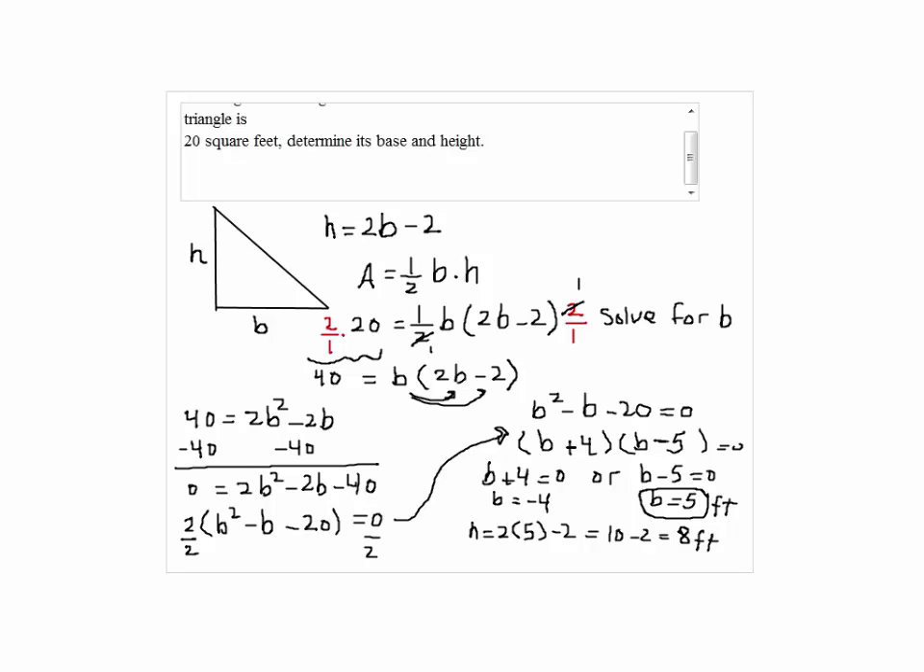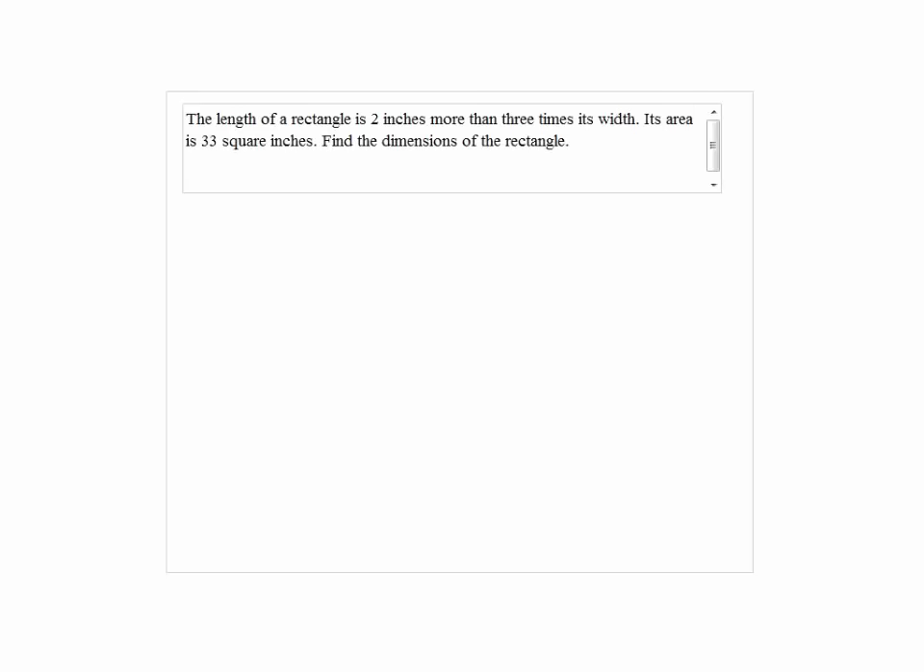And to find the height, we know the height is 2 times the base, which is 5 now we know, minus 2. So it would be 10 minus 2, which is equal to 8. And the unit here would be 8 feet. Always include the unit. So the base is 5 feet and the height is 8 feet.